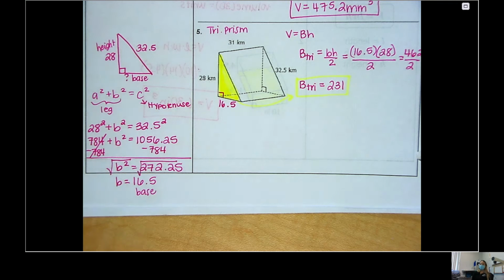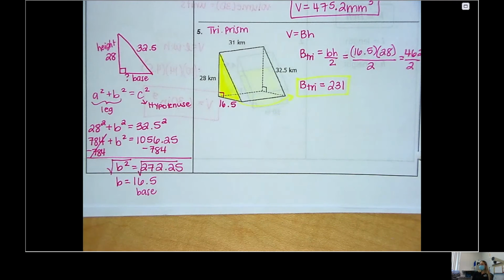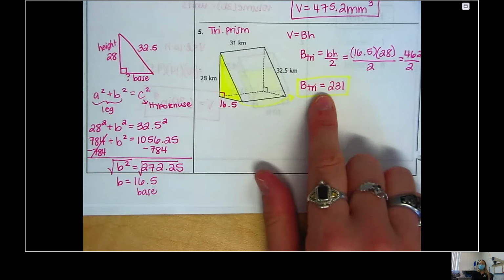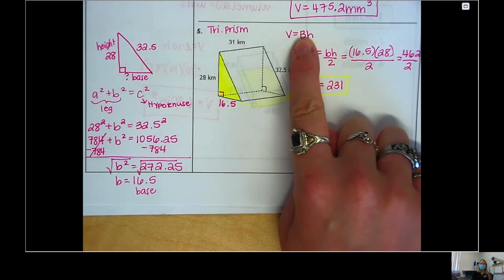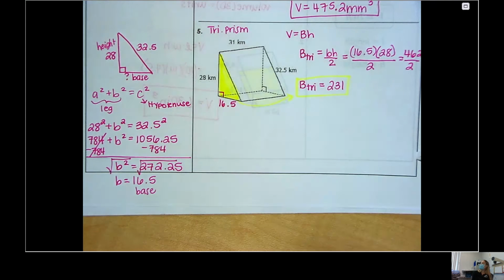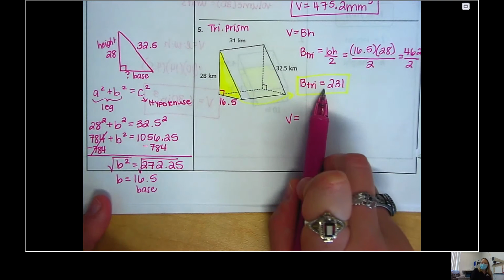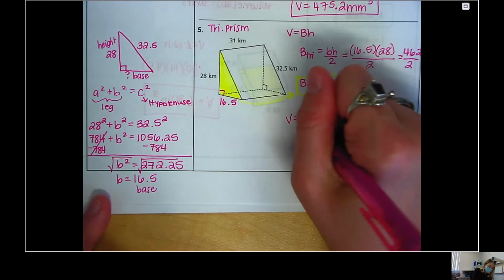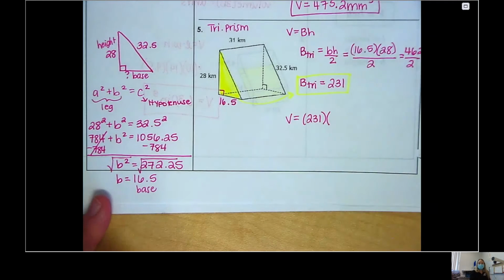What's the last step so I can solve for my volume of the prism? What do I have to do with my big B now? I've got this number, area of the base. What do I have to do with it? Times it by the height of the prism. So my final step to find the volume is I'm going to take this area of the triangle, 231, and multiply it times the height of the prism.